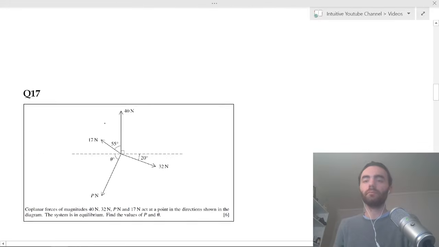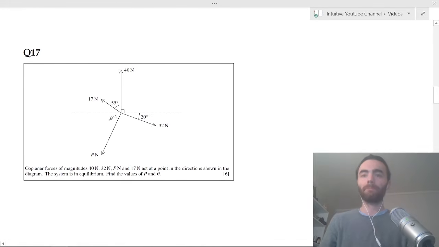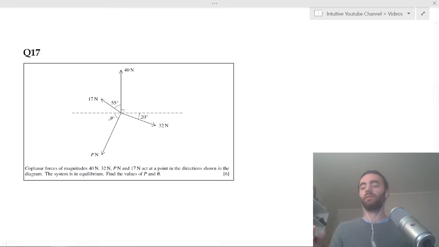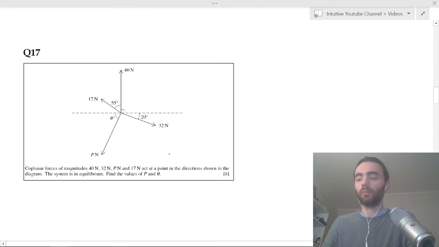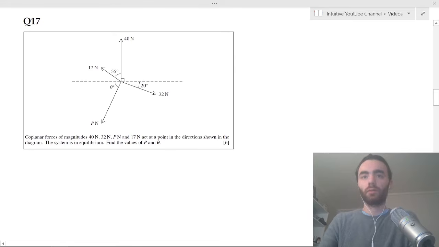Cool. Okay, let's do another one. And you're going to see this is very similar, and all of them are actually very similar when you go through the worksheet. But this time it's at equilibrium, which complicates things a little bit, but not very much.